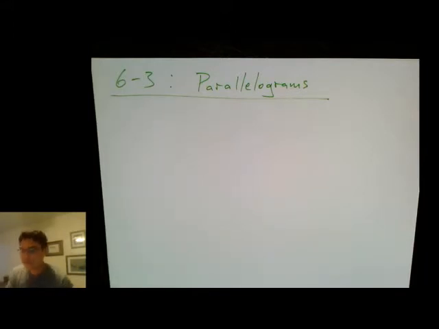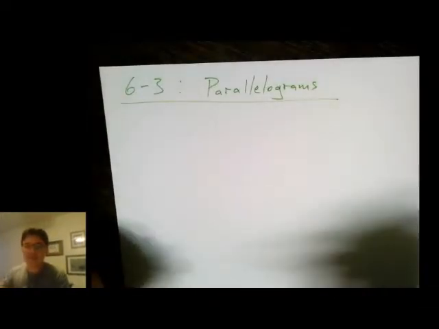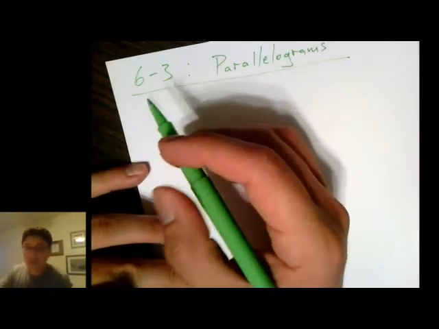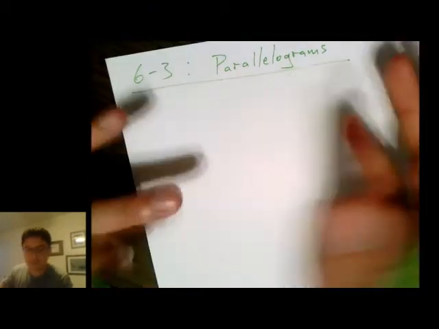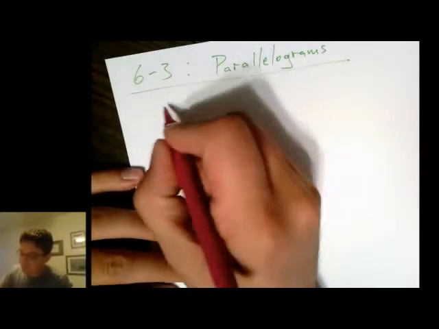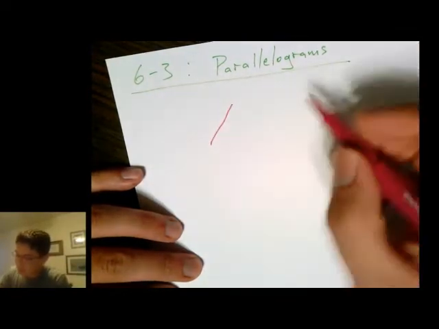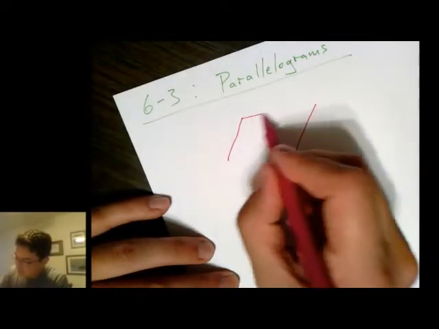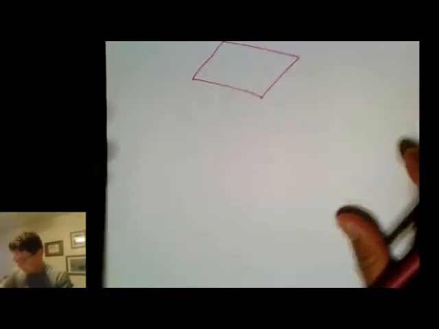So the lesson that we're going to go over today is parallelograms. This is a special type of quadrilateral, like we've discussed in prior classes. I'm going to give you just the basic definitions here. You can always take a look in your books to get more information on this. It is a type of quadrilateral, which means it has four sides, and it has some special properties that we need to take a look at.